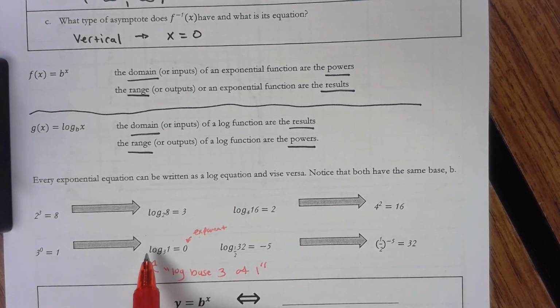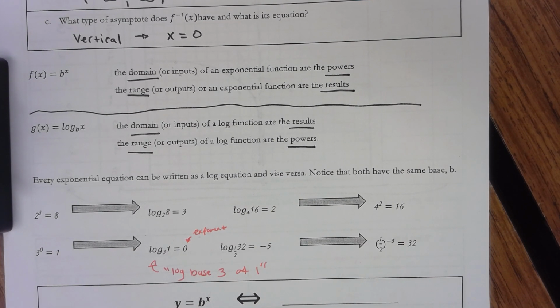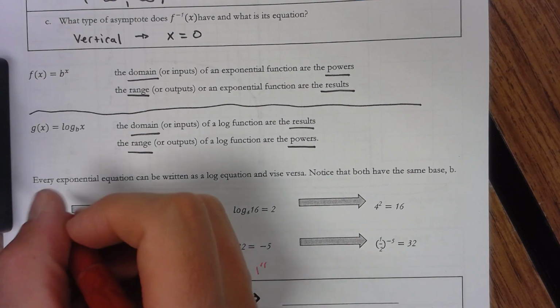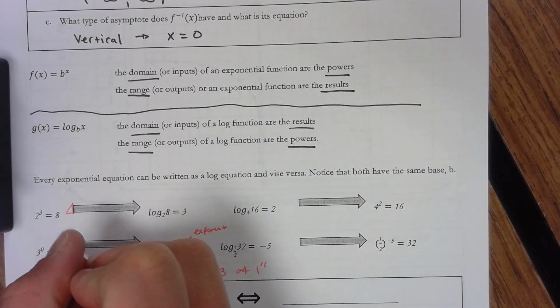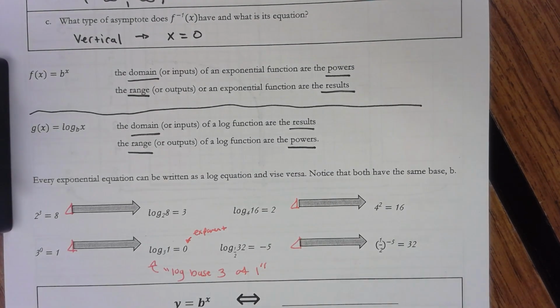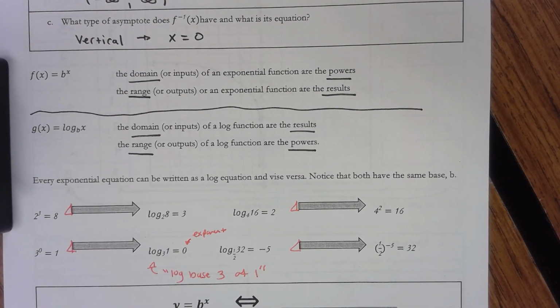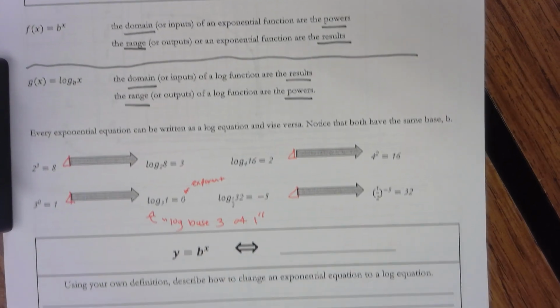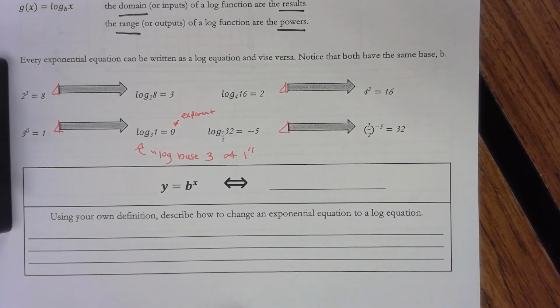And so basically when I see log base 3 of 1, the question I ask myself is 3 to the power of what is 1? That's how we're going to evaluate that, and we're going to get to that in just a second. But again, this is really just reinforcing that every log can be written as an exponential and vice versa. These go in both directions. That's one thing we will do: we'll convert them. And that's what we're going to do right now.